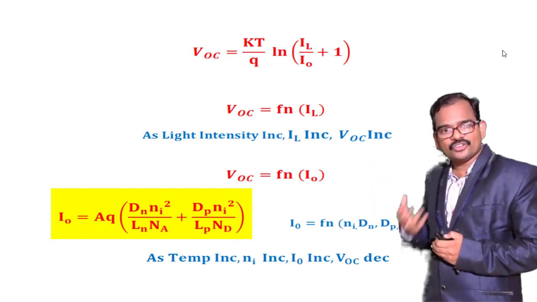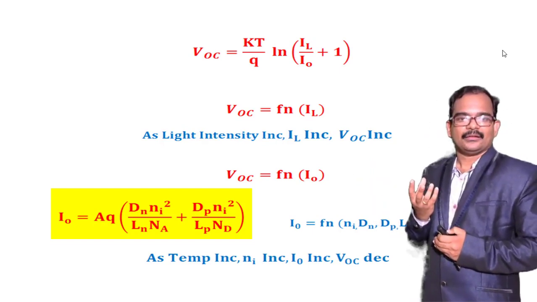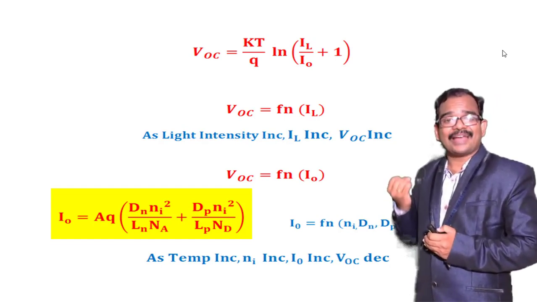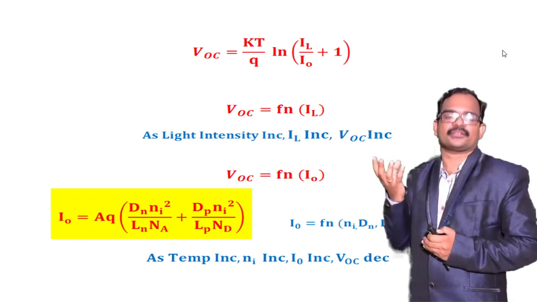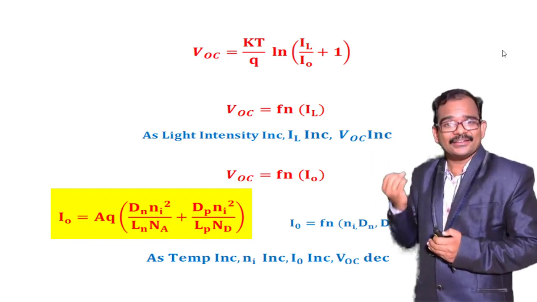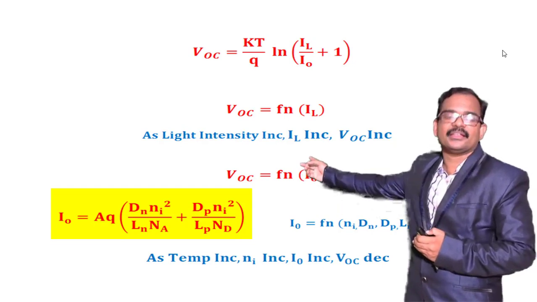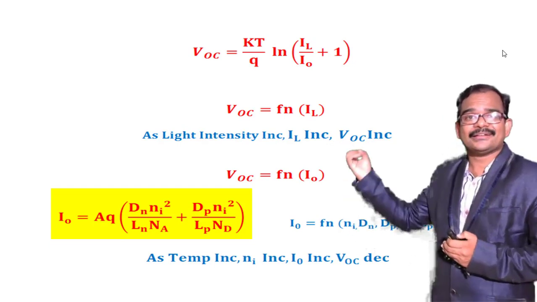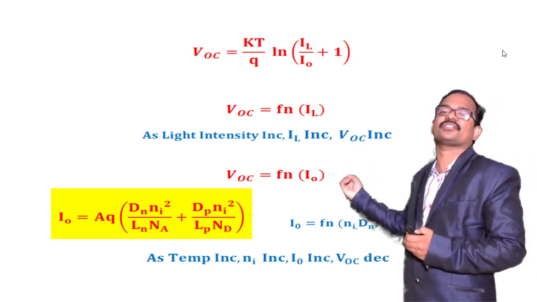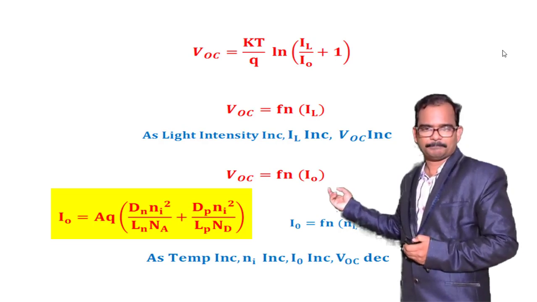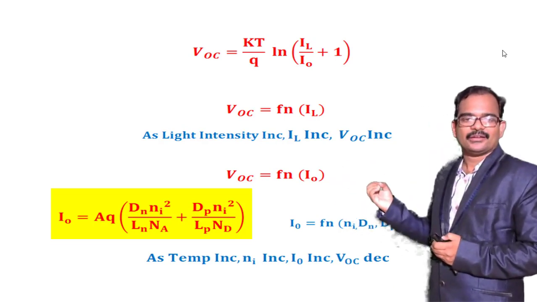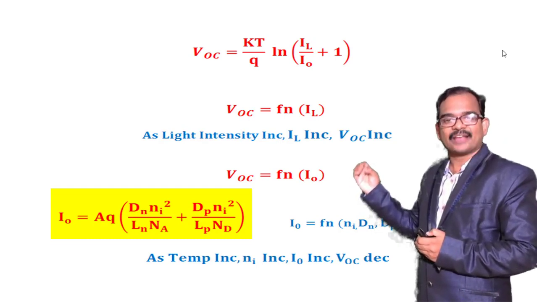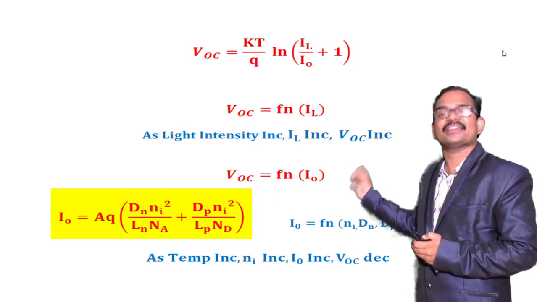Therefore, as temperature increases, the intrinsic carrier concentration also will increase. And whenever this Ni increases, as you can see in the equation, Ni square is there. So as Ni increases, I naught also increases. But whenever I naught increases, what happens to VOC? Decreases. Right. As the temperature increases, Ni increases. As Ni increases, I naught increases. As I naught increases, VOC decreases.